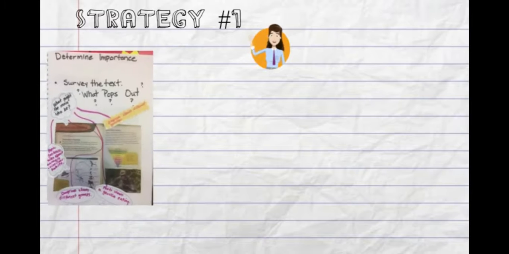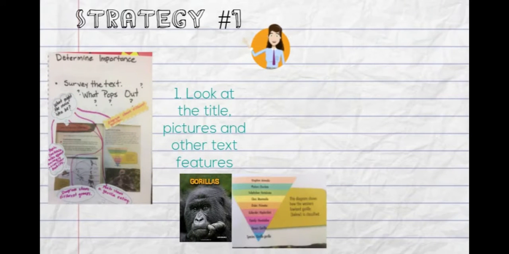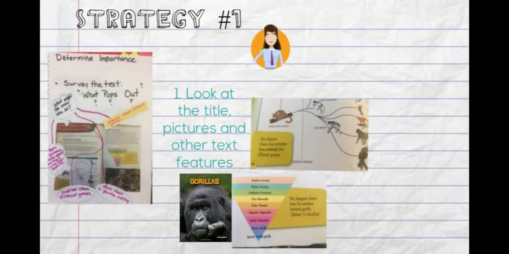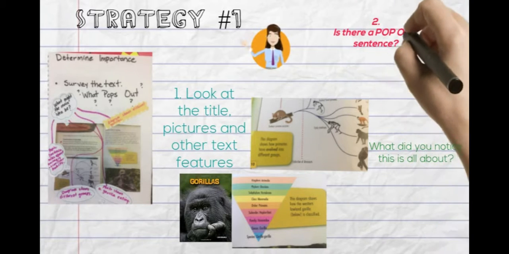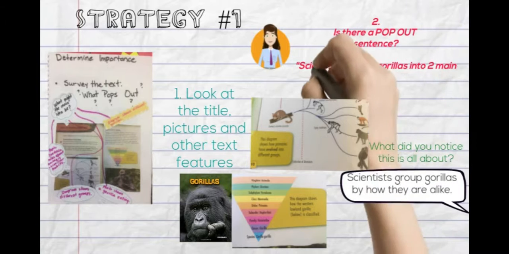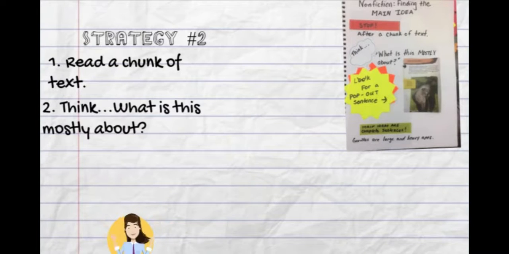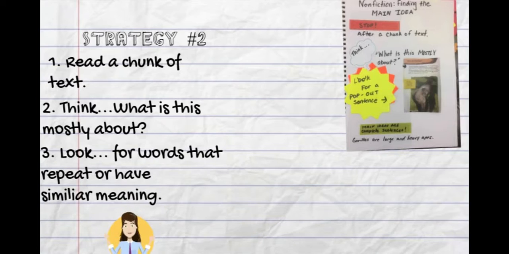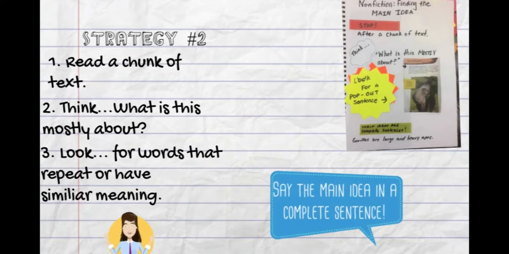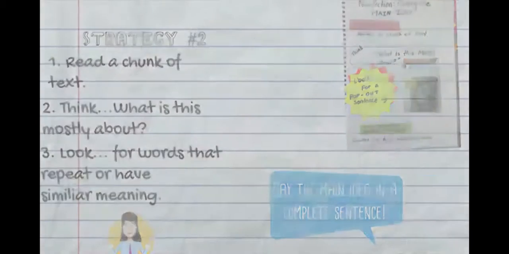One reading strategy for finding the main idea in a large portion of text is to look at the title, pictures, and other text features. What do they have in common? Also, look for that pop-out sentence, the one that might actually also explain what's happening on the page. Another reading strategy for finding the main idea is stop after you read a chunk of text, then think, what is this mostly about? Look for that pop-out sentence. Look for words that repeat or have similar meaning. Then say the main idea in a sentence.